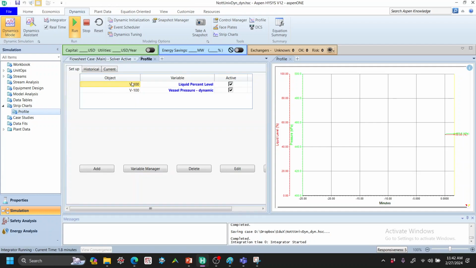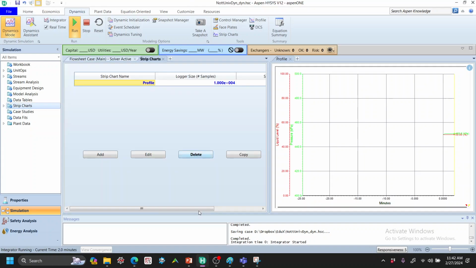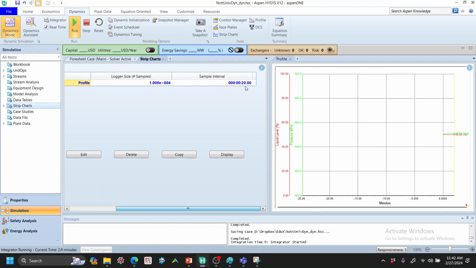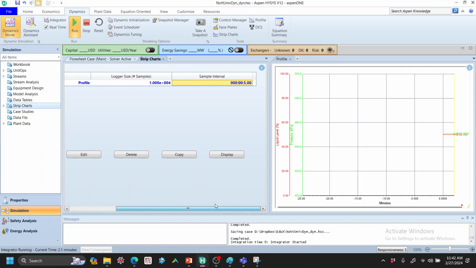Make it 5 seconds. So every 5 seconds, it will then add a point. The more frequent this is, the slower the laptop.